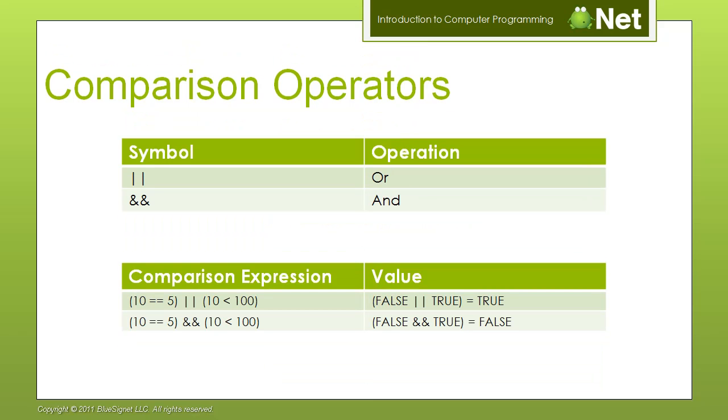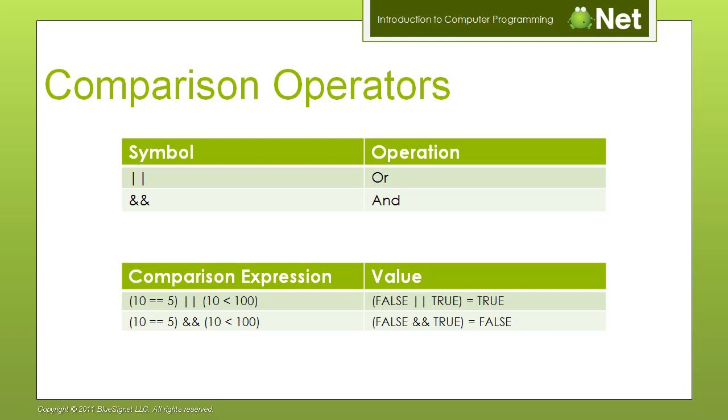Lastly, we have logical operators, the OR and the AND operation. The double bar symbol is the OR operation, and the double ampersand symbol is the AND. So in this case, we have if truth, or something and something. Let's look at some comparison expressions. Here we have 10 equivalent to 5, which is false, or 10 less than 100, which is true. So it's either false or true, and since it's an OR operator, only one of them must be true, so the final comparison result value is true. You can see that on the right, with false or true resulting in true.